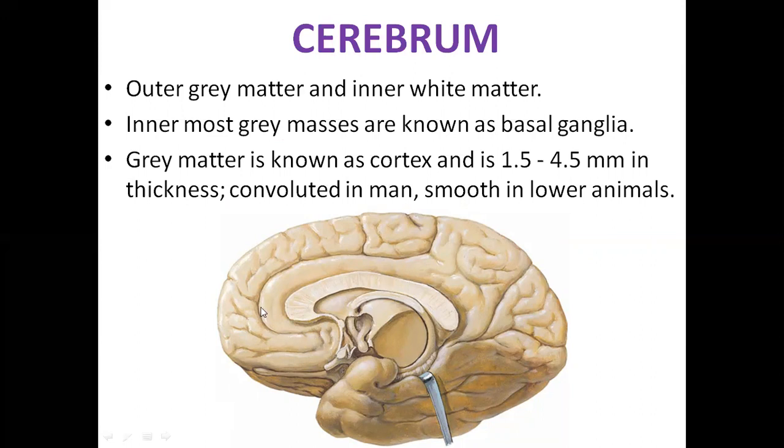Now when you see this cut section of the brain, it will be showing outer gray matter and inner white matter. The innermost gray matter masses are also seen, which are called basal ganglia. The details of this you will be studying when we do neuroanatomy.